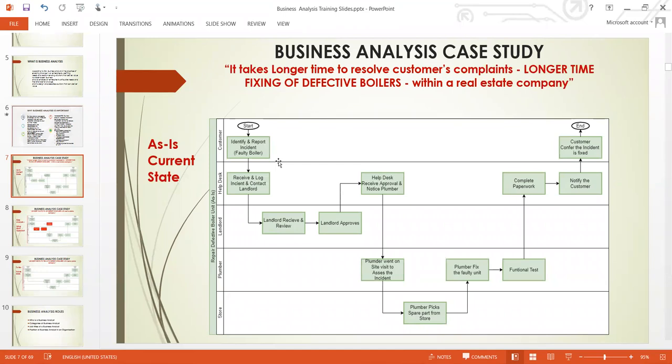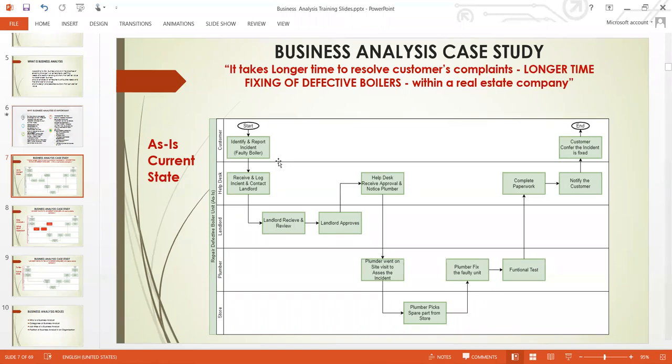When you map it out, the next thing you do is analyze this process map. First, you've gathered your requirements, and you map them out like this. Now the next thing is requirement analysis. You need to analyze the requirements you've gathered in order to solve this problem. The problem now is to reduce the time it takes to fix each defective unit.